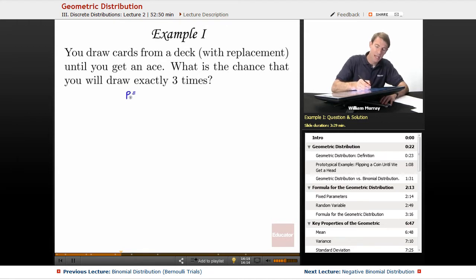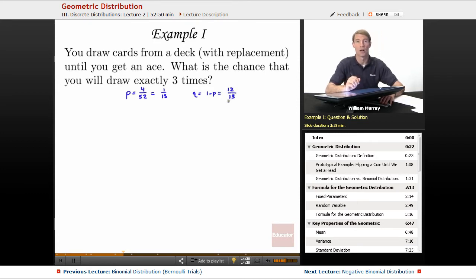So let's first of all figure out what our parameter is. Our p is our probability of getting an ace when we draw a card from a 52 card deck. Well, there's 4 aces in there, and there's 52 cards total. So that's 1/13. We have a 1/13th chance of success anytime we draw a card. q is always 1 minus p, so that's 12/13. That's the chance that we'll fail on any particular drawing. So we have a 12/13 chance of getting something other than an ace.